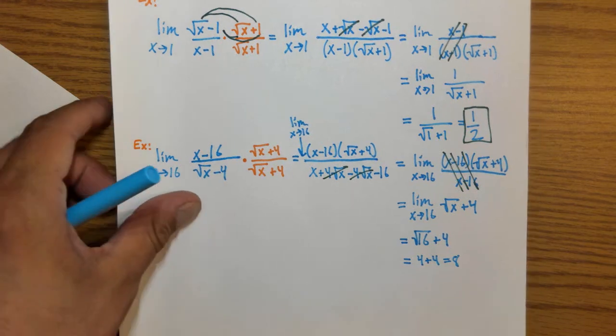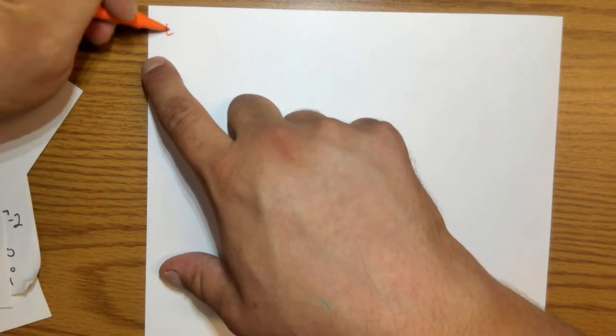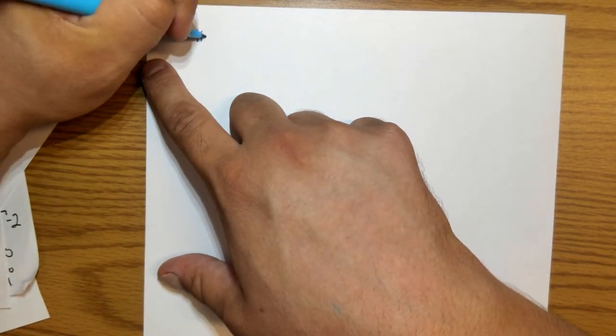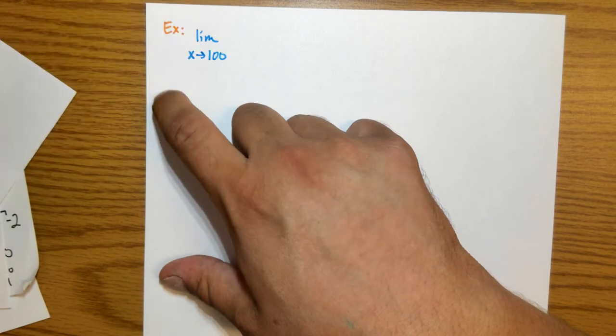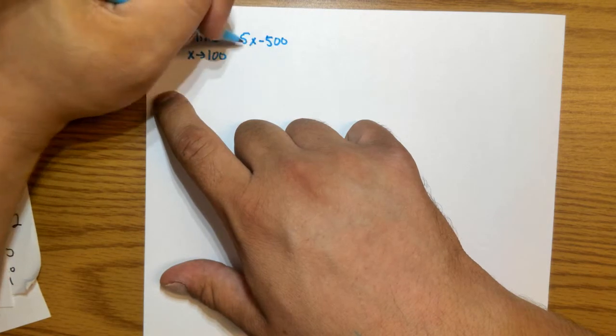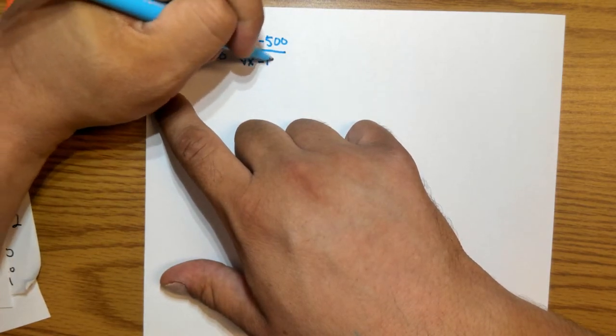Let's go over another example. And this time we'll say the limit as x approaches, let's say a big number, 100, of 5x minus 500, don't get intimidated, over square root of x minus 10.